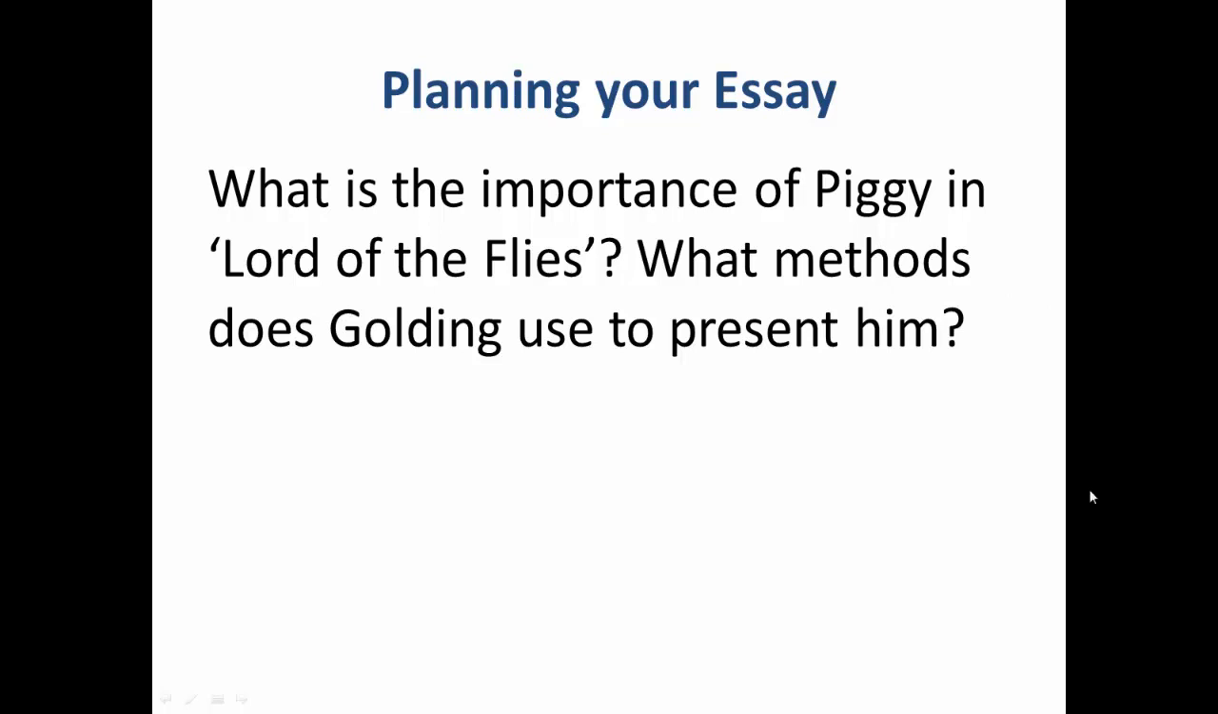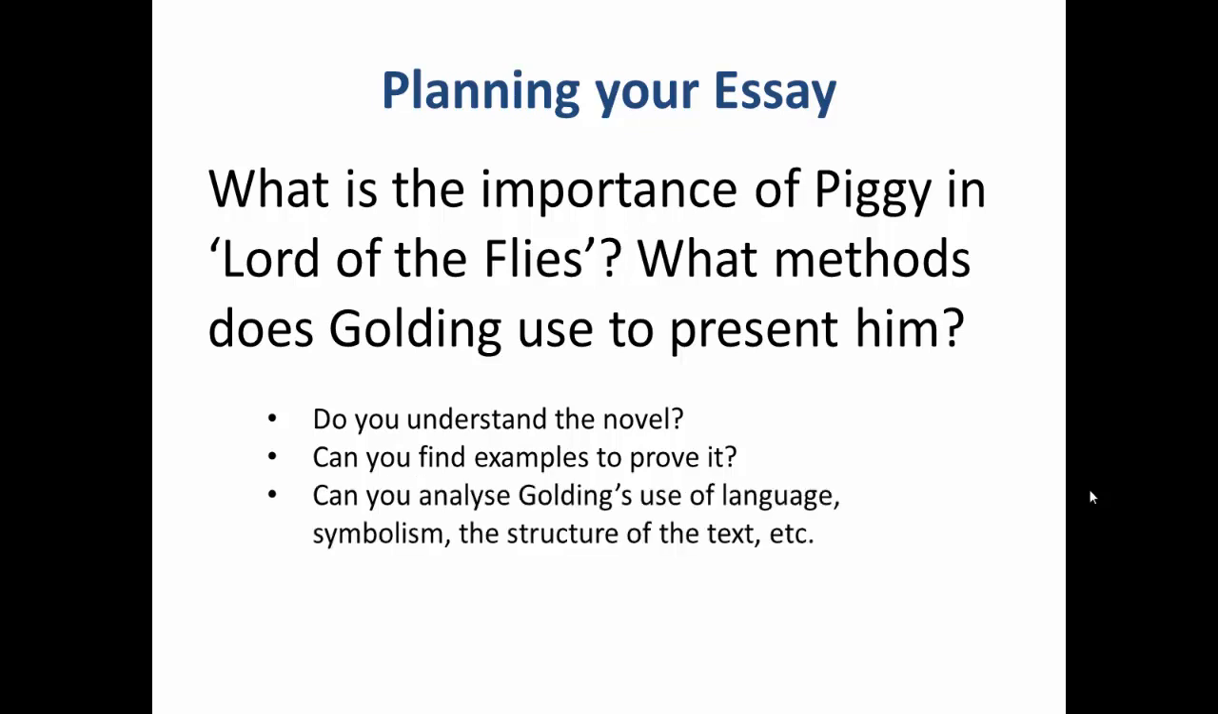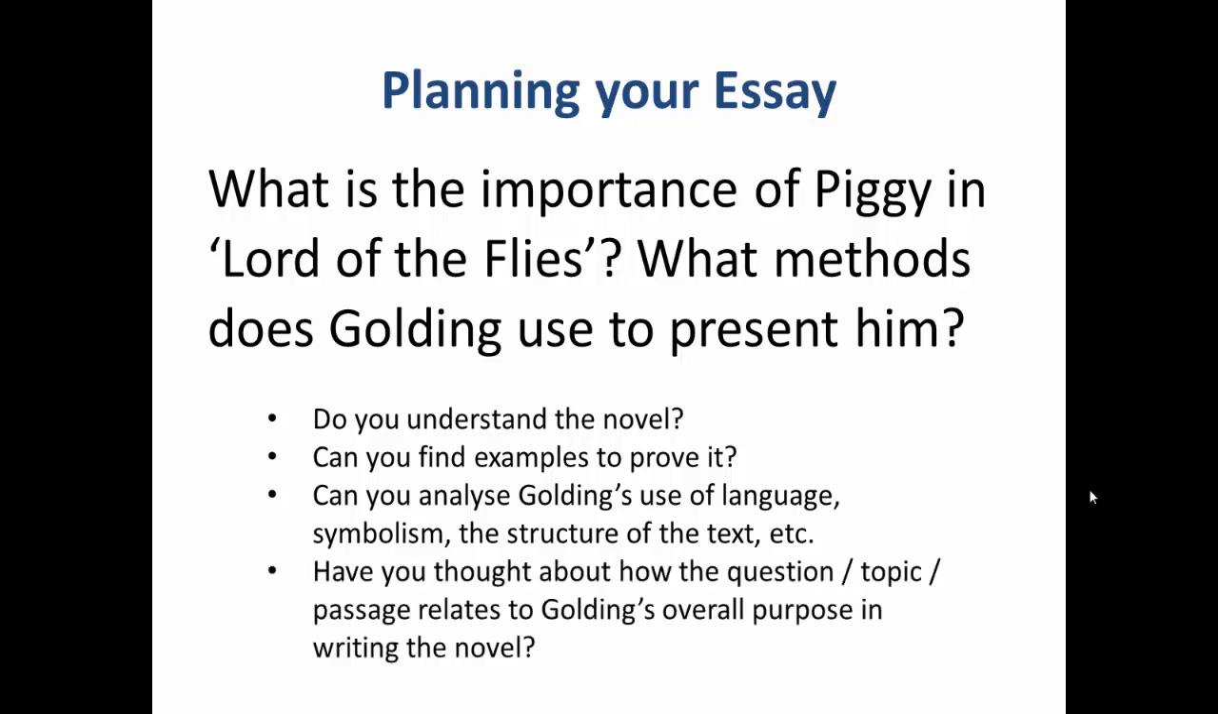So the main things the examiner wants you to show in your response are: do you understand the novel? Can you find examples to prove your understanding of a character or a theme or a passage with specific examples from the text? Can you analyse Golding's use of language, symbolism, maybe the way the text is put together as a whole? And have you thought about how the question or the topic or the passage relates to Golding's overall purpose in writing the book? Do you understand why he bothered writing the book in the first place?